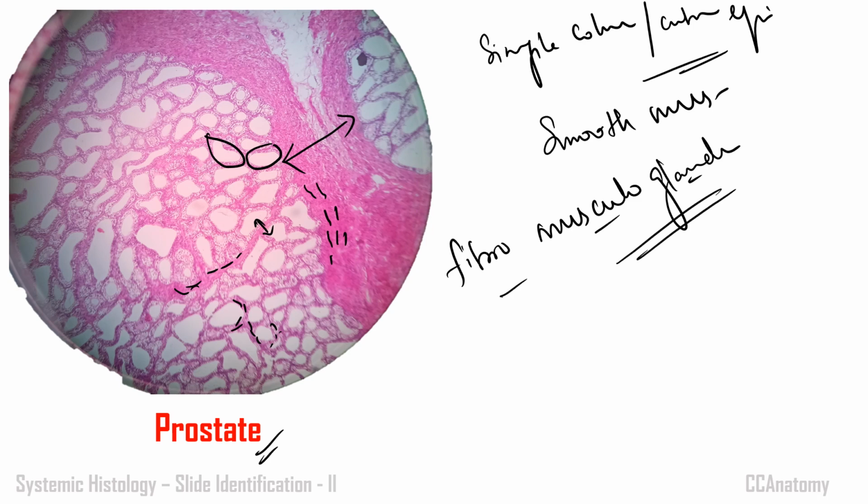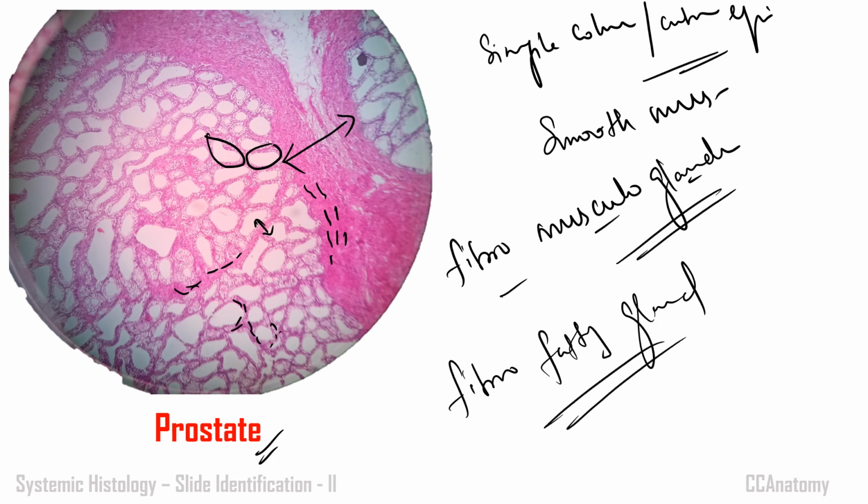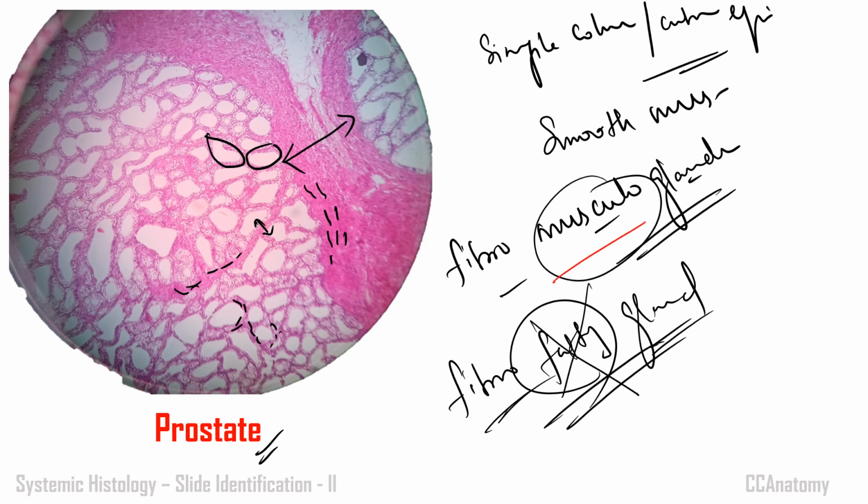So how to differentiate this from the mammary gland? The mammary gland is fibro-fatty glandular tissue. When fatty tissue is there, we can easily label it as mammary gland. But most college slides are taken from a lactating mother or the lactating phase, so they lack the fatty tissue and contain only fibro and glandular tissue. The muscular component is absent in the mammary gland. So this muscular component is the key feature to differentiate the prostate from the mammary gland.